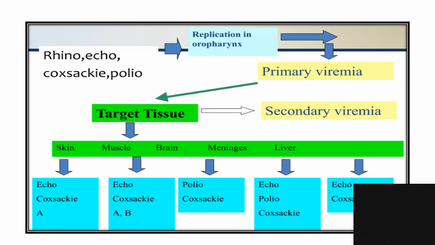It has been transmitted. Rhino, echo, Coxsackie, and polio. These are the primary four types of enteroviruses. They are primary, secondary, and different types. The main tissues affected are skin, muscles, brain, meninges, and liver.